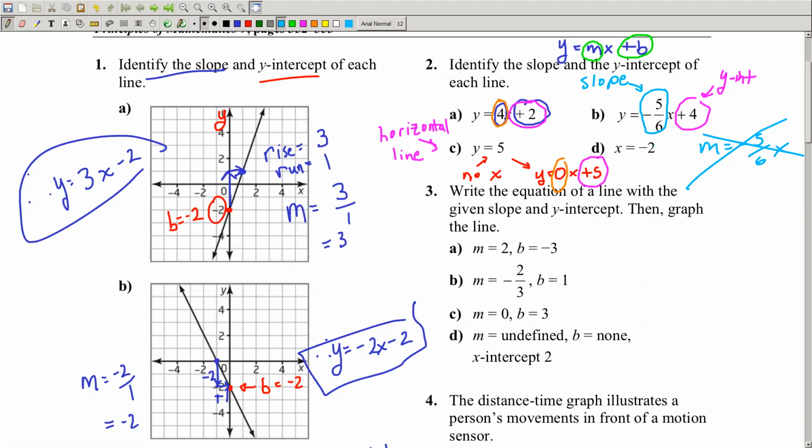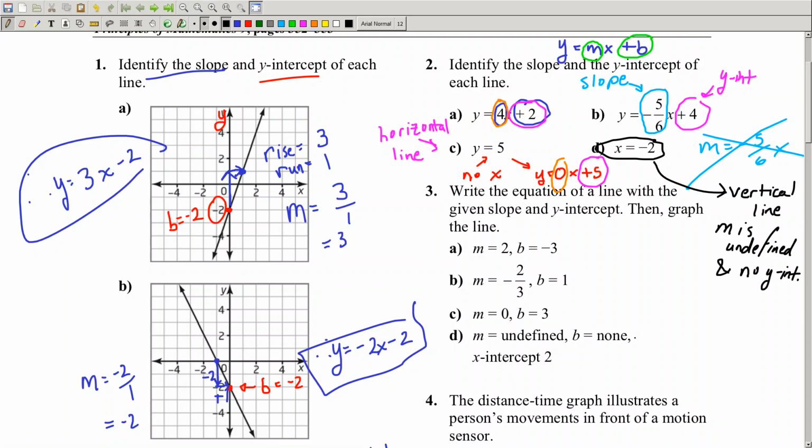However, in the next example, x equals 2, this is called a vertical line. Ladies and gentlemen, a vertical line has an undefined slope, and it has no y-intercept. It cannot cross the y-axis because it is parallel to the y-axis. So what I say is m is undefined, and no y-intercept. There you go. So that's how I identify the slope and y-intercept of a line given an equation.